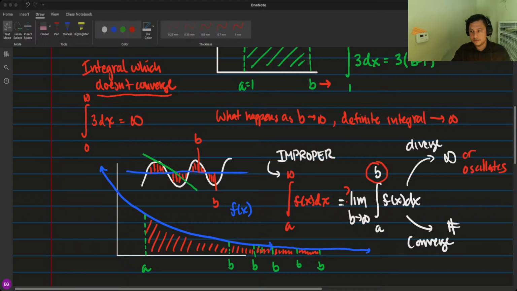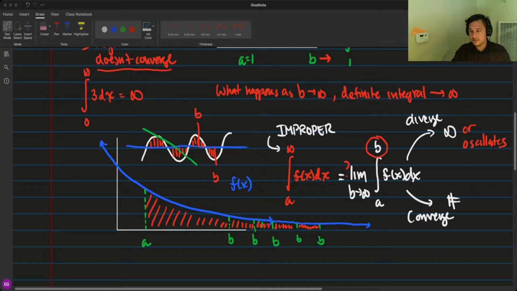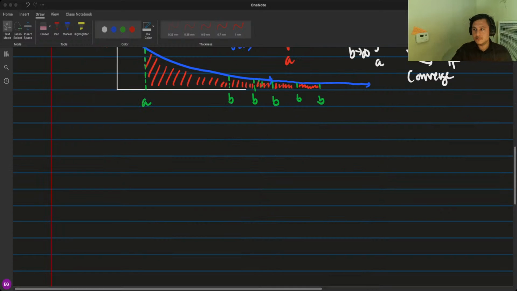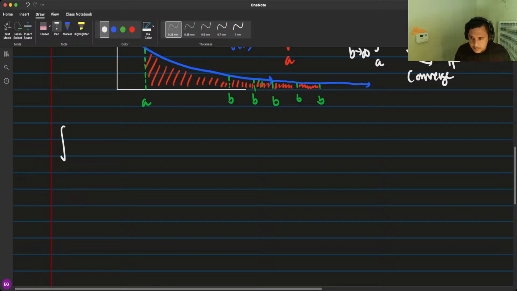So let's do an example. Let's say that you want to calculate the improper integral from 0 to infinity of 1 over x. Okay, so the way you're going to do this is you're going to do the limit as b goes to infinity, integrating from 0 to b of 1 over x.